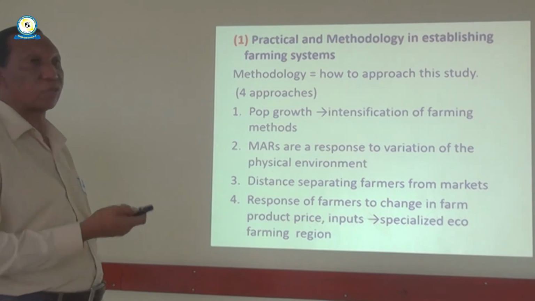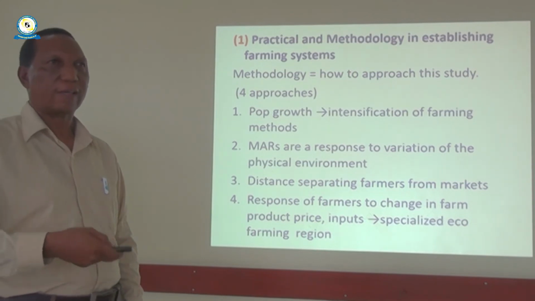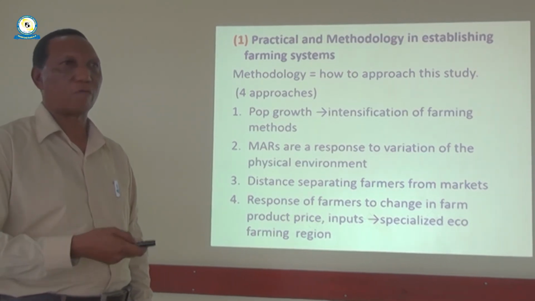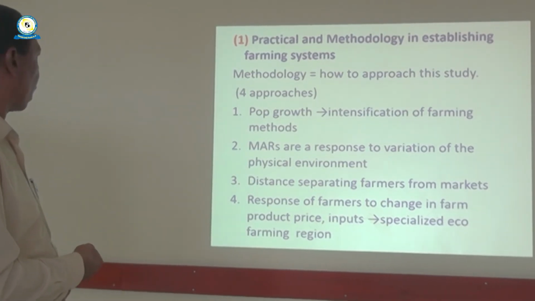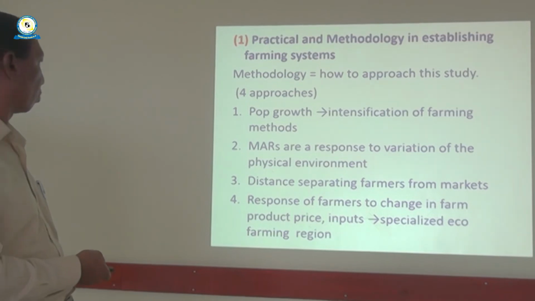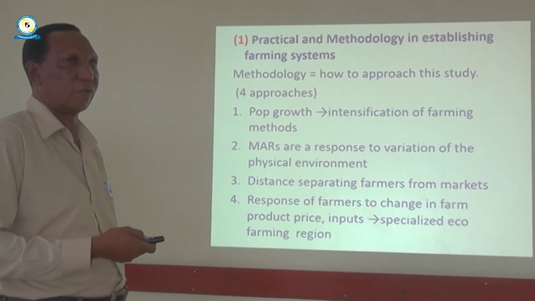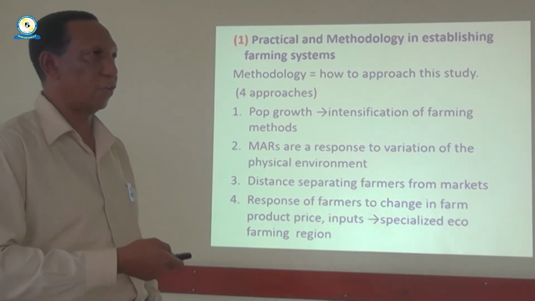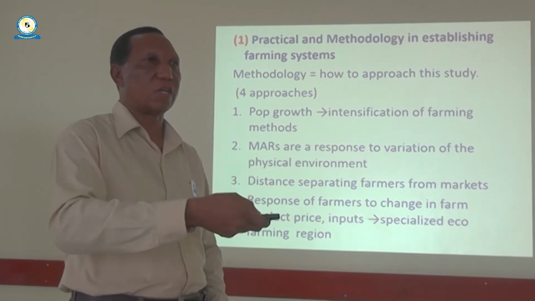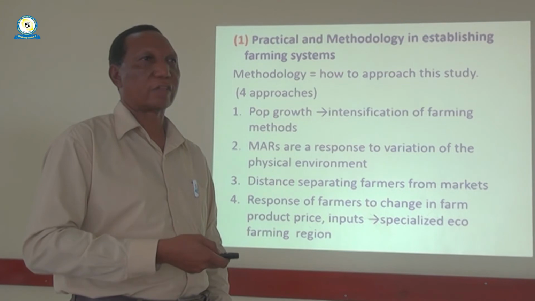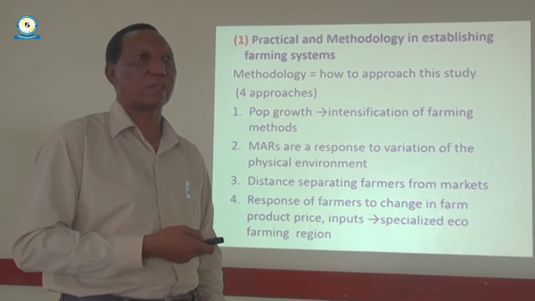The physical environment is not uniform. So whenever it changes, it's likely that even the type of agriculture also changes accordingly. The other approach is the use of distance separating farmers from markets. Farmers are very sensitive. They can even decide to change the type of crops according to whether the market is near or far.